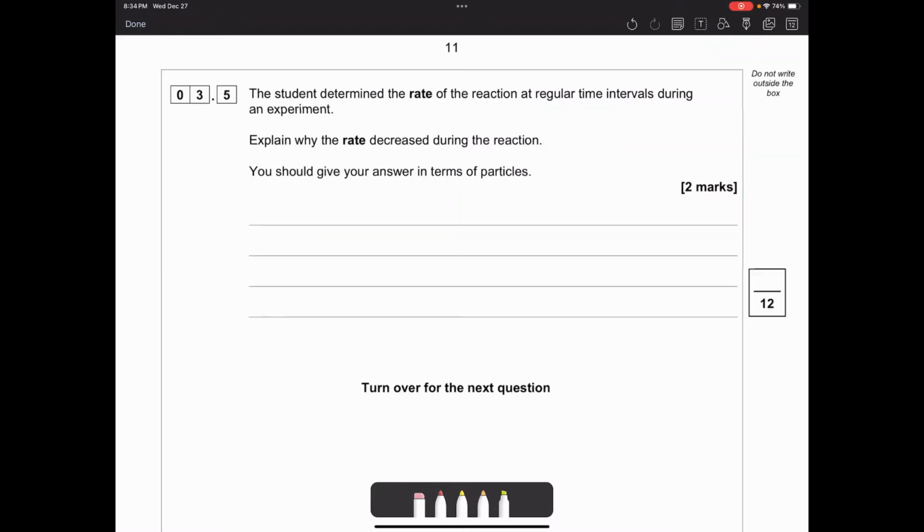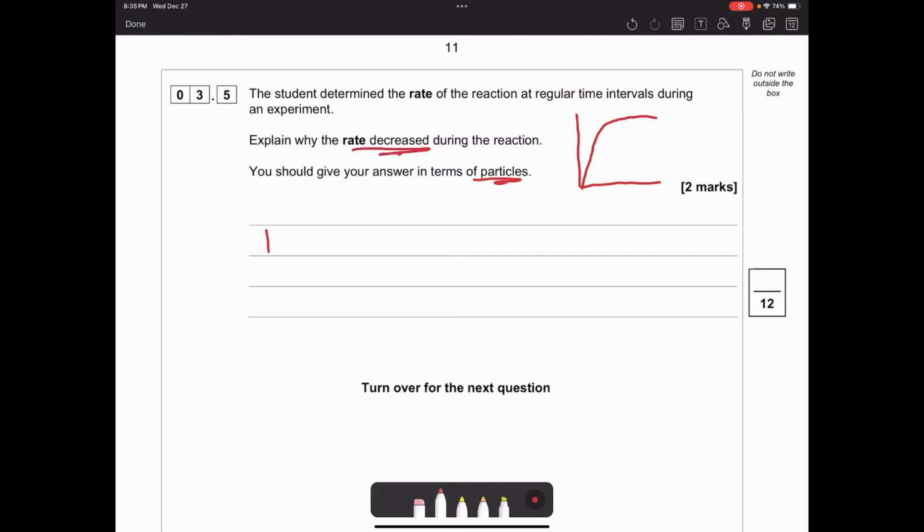Okay, so question 3.5 then. The student determined the rate of the reaction at regular time intervals during the experiment. Explain why the rate decreased during the reaction. You should give your answer in terms of particles. So hopefully what you should remember in a chemical reaction is that the rate always starts off fast, and then it will level off, slow down, and then plateau, and then finish. We've got to explain why in terms of particles.